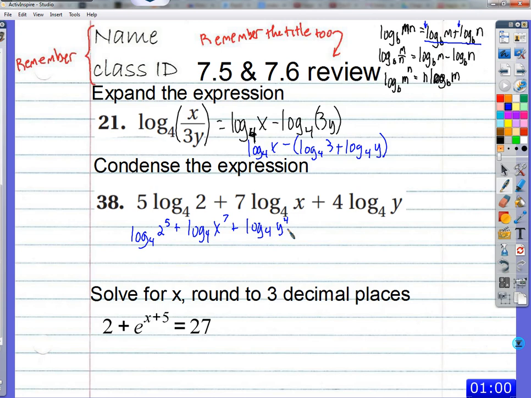And now let's just work it from left to right. So you've got this logarithm plus this logarithm, this property. So, what's 2 to the 5th? 32. We're adding, so we're going to multiply it by this, x to the 7th, plus log base 4 of y to the 4th. And again, we're adding, so we'll take this thing and multiply it by this thing: log base 4 of 32 x to the 7th y to the 4th.